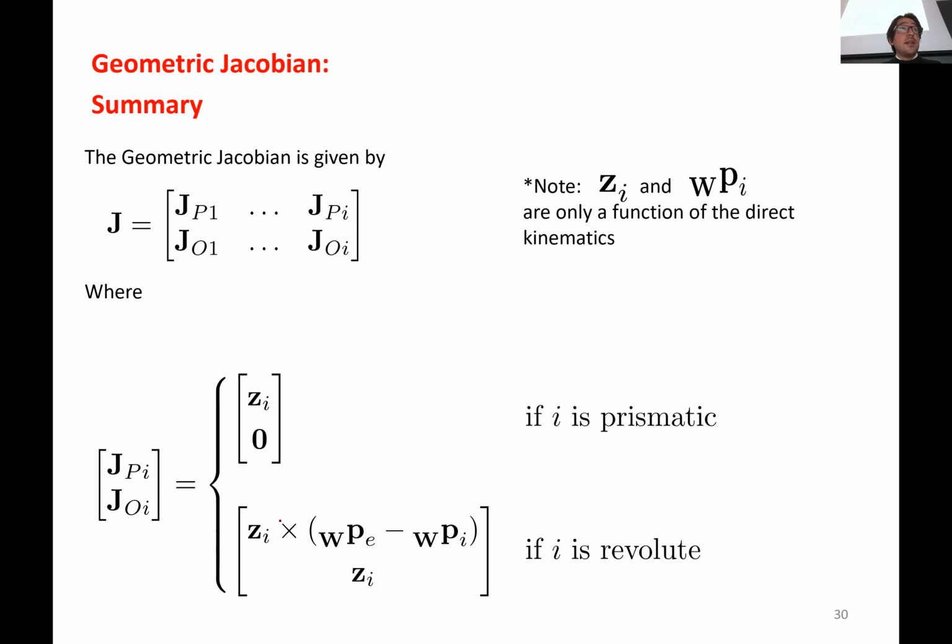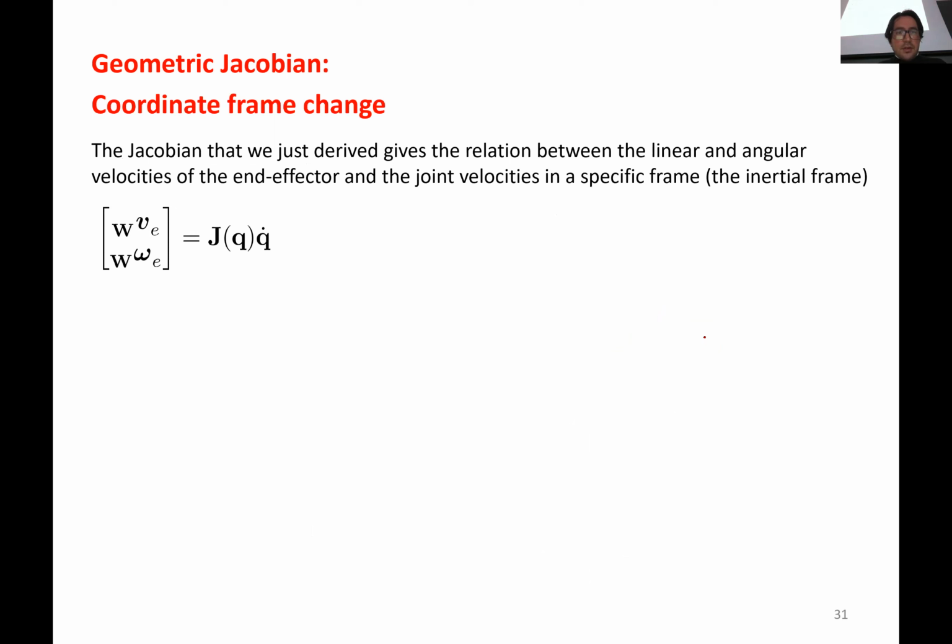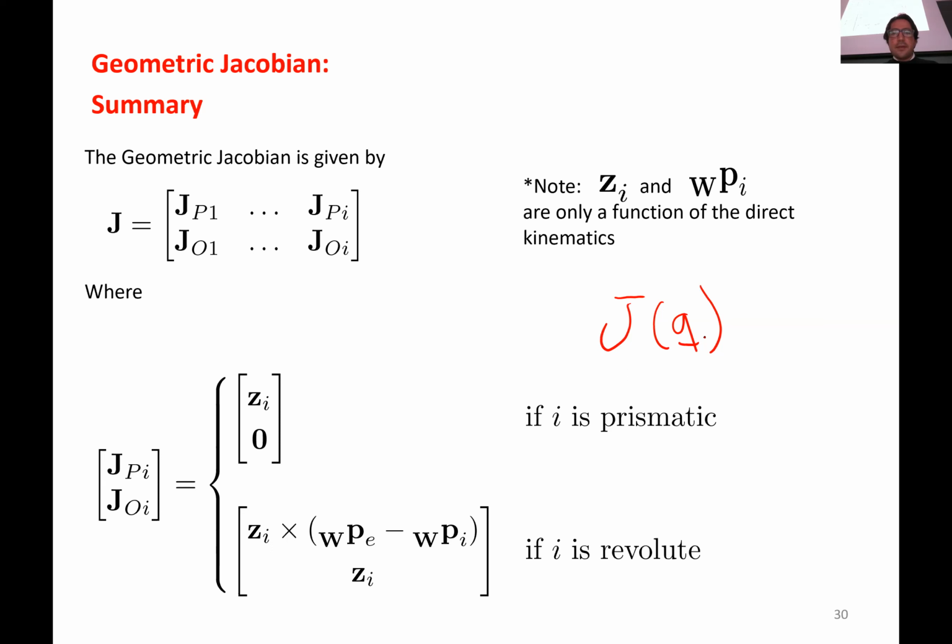Now it's important to note that z_i and the position vector p_i with respect to the world are only a function of the direct kinematics. So this means that they're only a function of q actually. So this is a very important fact, and we're going to be using this. But first, remember how to compute the z_i? From the homogeneous transforms composition, you get to the joint frame that you're interested in, you get the rotation matrix, and you can get the z_i from the third column of the rotation matrix.